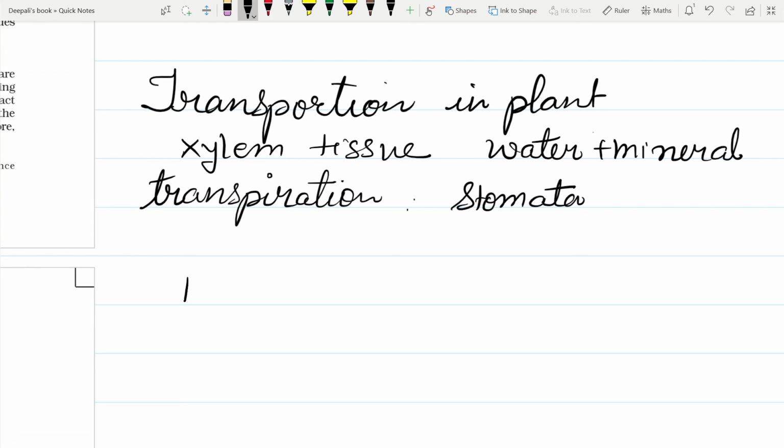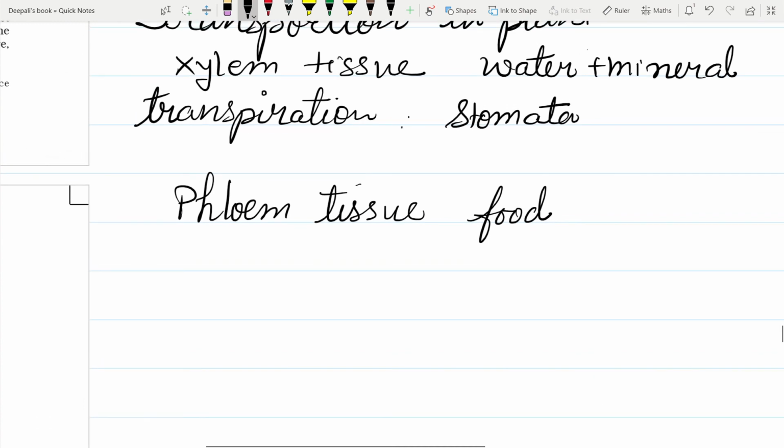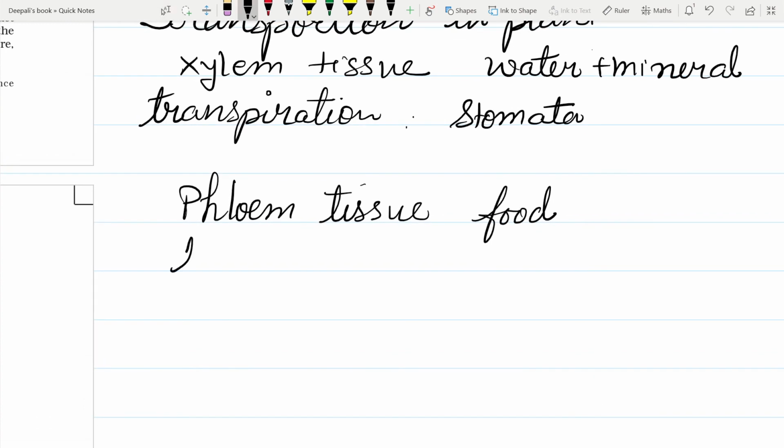In the same way, phloem tissue transports food material by the process of translocation, and that is done by sieve tubes.